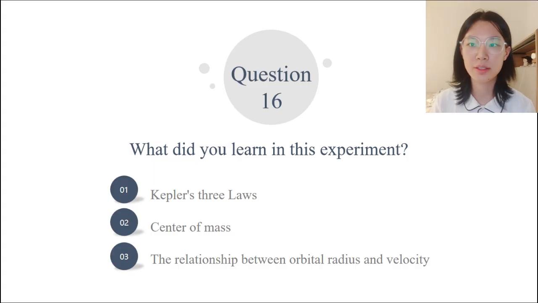I also learned how to calculate based on Newton's law of universal gravitation and the formula of circular motion. The orbital radius of a planet is inversely related to its speed. Mercury is the planet with the fastest orbital speed in the solar system, and Neptune is the lowest.